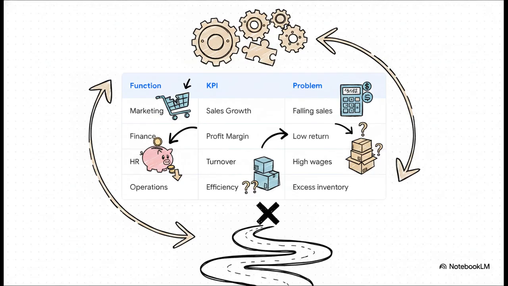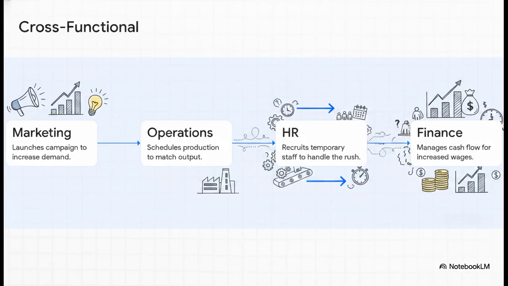If marketing suffers from falling online sales, well, that instantly threatens the finance department's revenue and profit margins. It might lead to operations having to deal with an excess inventory buildup because products just aren't moving off the shelves, which then forces HR to look at high employee wage bills relative to falling productivity. Just one single functional weakness threatens the entire long-term strategy of the whole operation. Let's trace a positive scenario step by step just to really lock this concept in.